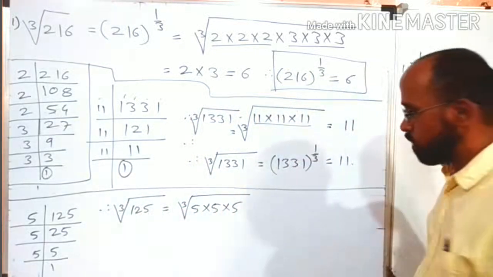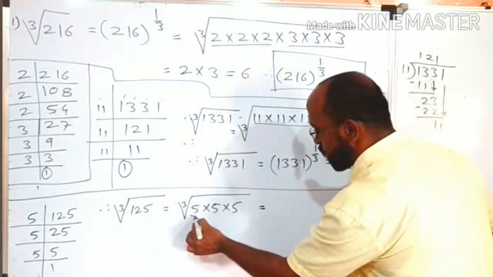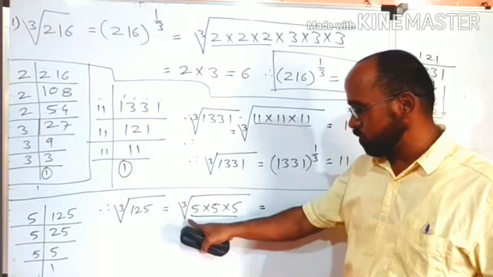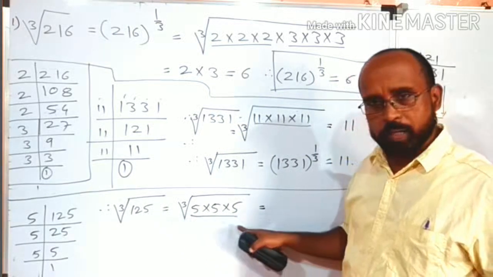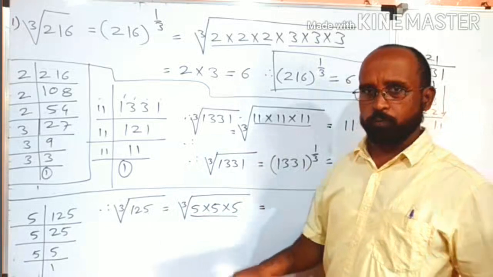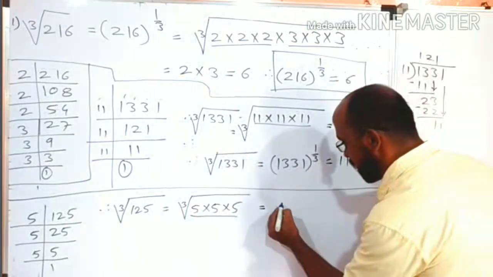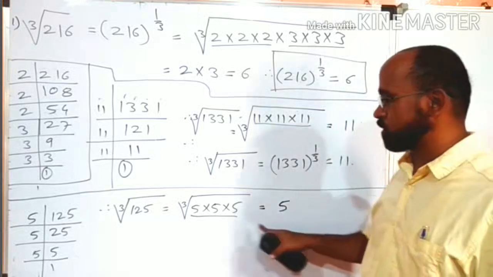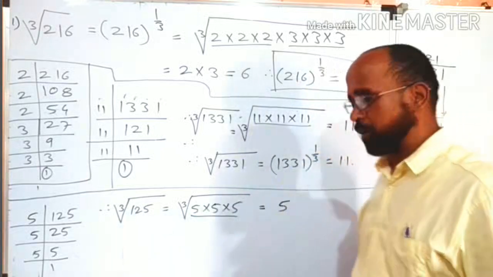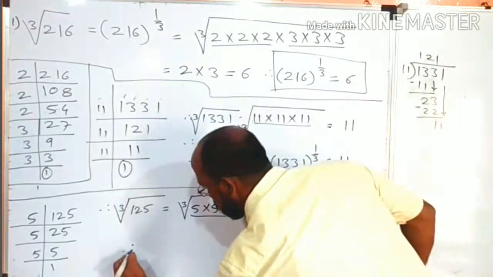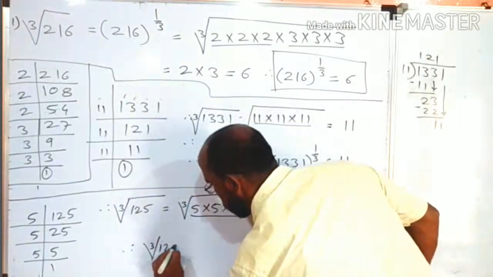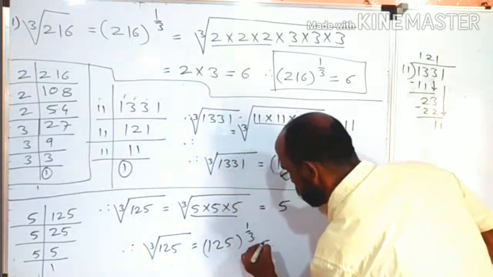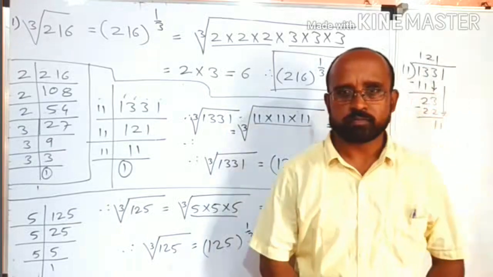Clear, friends? As we are finding the third root, we will make a group of 3 prime factors. So we have made a group of these 3 prime factors, and for one group we will bring one number out of the radicand sign. So we will bring 5 out of the radicand sign, and 5 is the cube root of 125. Finish. Therefore, the cube root of 125 is equal to 125 raised to 1 upon 3, which is nothing but 5. Got it?